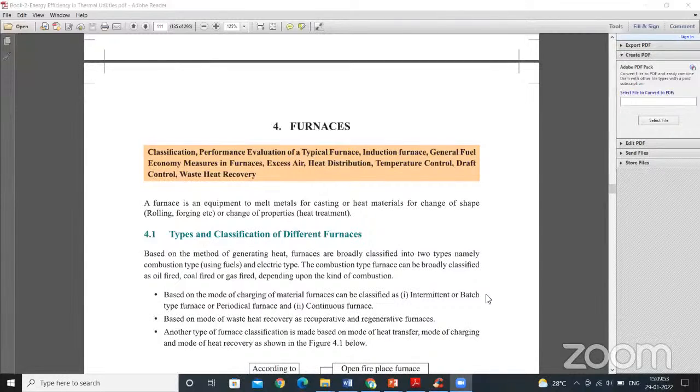But here it is different. We use fuel to produce heat, and that heating can be used to melt metals, sometimes cast iron or pig iron, then metals like aluminium, and some alloy materials also. So those equipments are called a furnace.